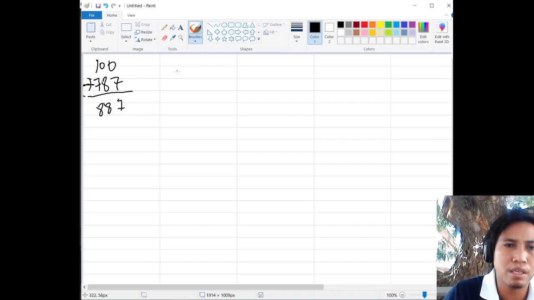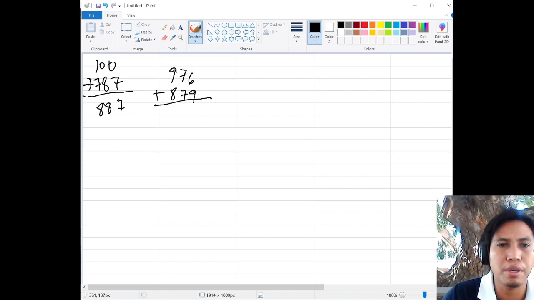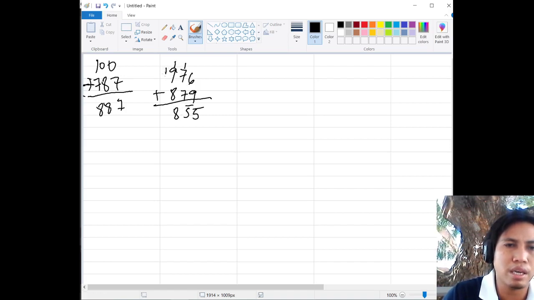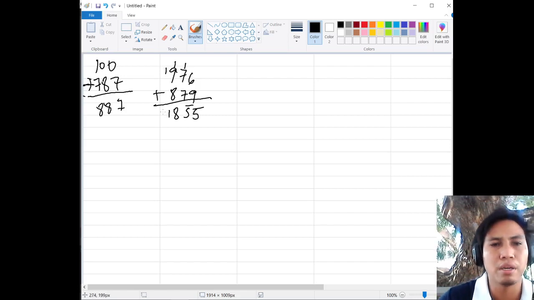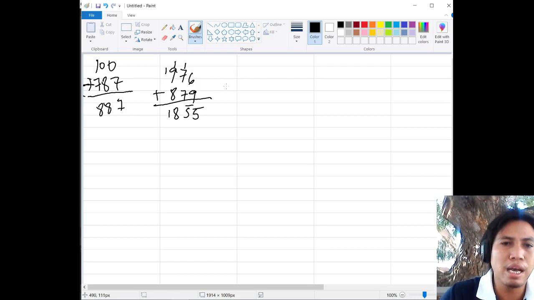Another one. Let's say 976 plus, let's say, 879. Okay. So this is actually 6 plus 9, that is 5, carry 1. Then 1 plus 7 plus 7, that is 5, carry 1. Then we have 8, carry 1, then bring down 1. So we have 1855. But the actual solution of that one is this one.